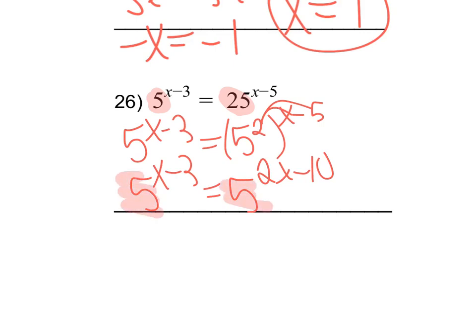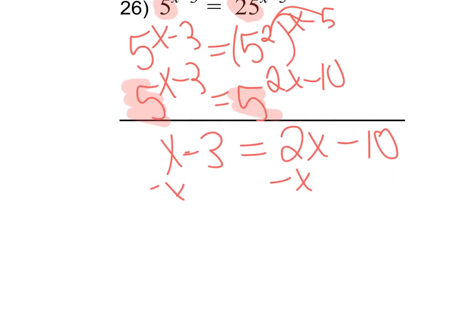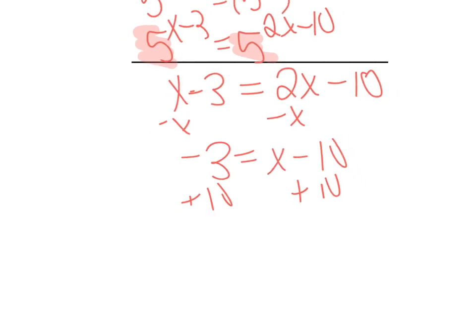So now I can just set my exponents equal to each other and say x minus 3 equals 2x minus 10. And if I subtract x from both sides, I get negative 3 equals x minus 10. If I add 10 to both sides, I get x equals 7.